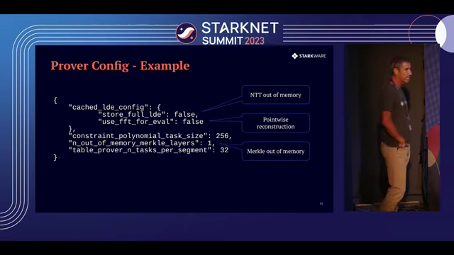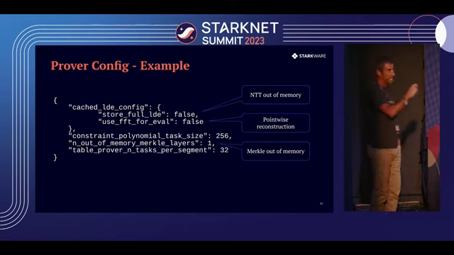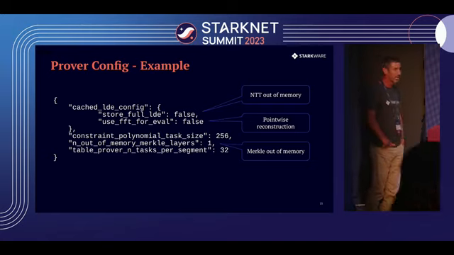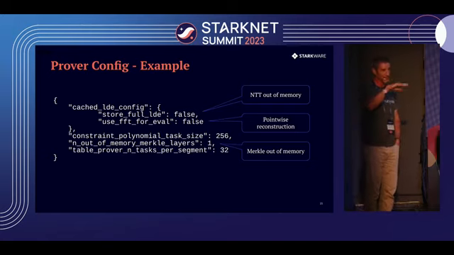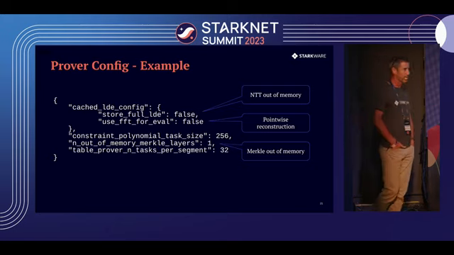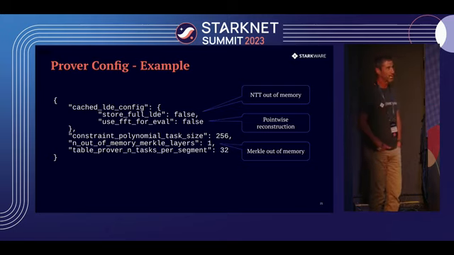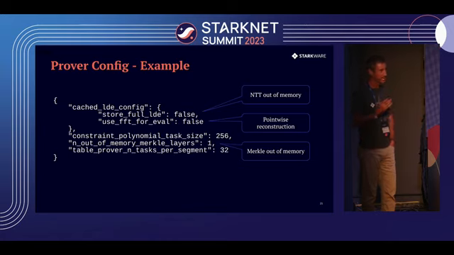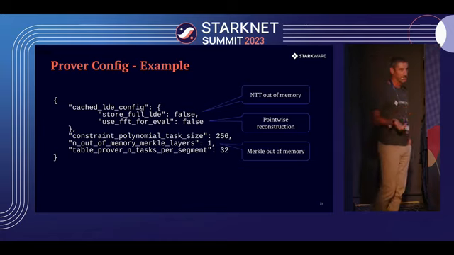Similarly, we also recreate the Merkle tree based on the recreation of the low degree extension. Out of memory Merkle layers is the number of layers on the bottom of the tree that we throw out of memory before moving on. Every layer that we throw out of the Merkle tree reduces the Merkle memory footprint by exactly 50%, since it's a binary tree. And the more layers you throw out, the smaller your memory. At a certain point, it doesn't really make sense to throw it out because it's very little memory.